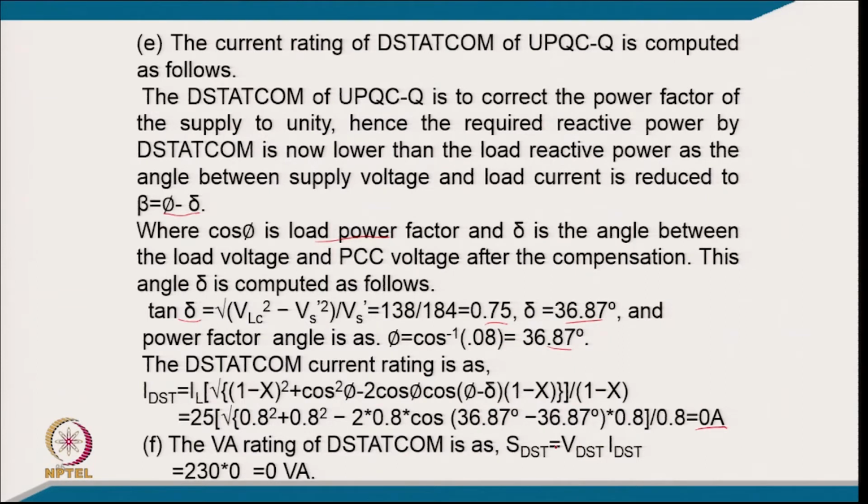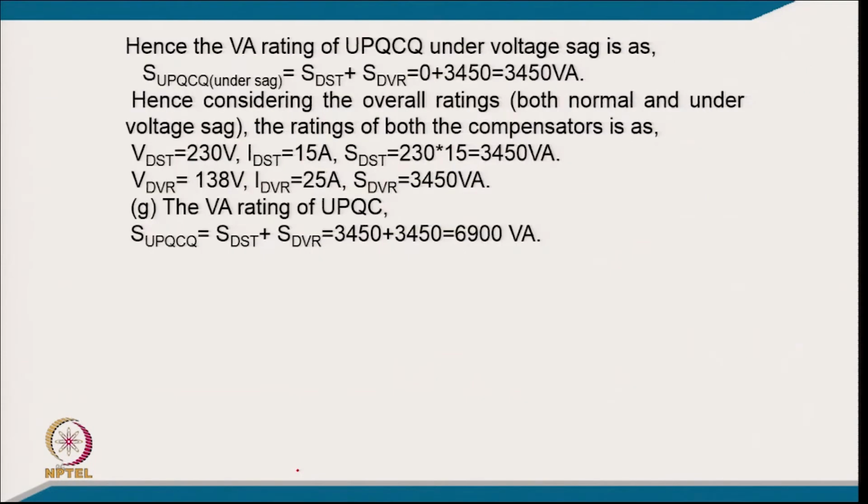So, the VA rating of the D STATCOM will be 0, and the VA rating of the total UPQC will be D STATCOM plus DVR. So, D STATCOM is 0, and DVR takes this much, 3450. Hence, considering the overall rating, both normal and sag conditions, the rating of D STATCOM is typically 3450 under nominal condition with 15 ampere. So, this is the typical rating of D STATCOM, and the DVR rating is 3450. So, the total VA rating will be the sum of both, that comes to 6900 volt ampere.